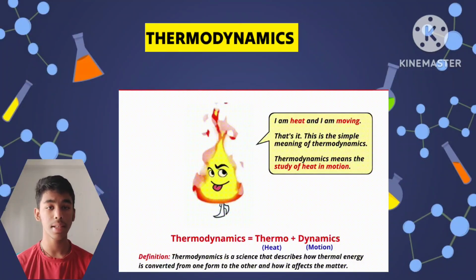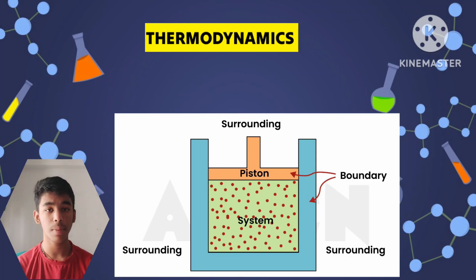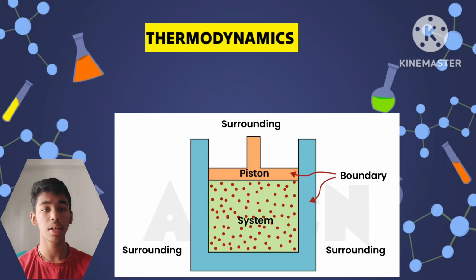Before we start this lesson, there are some basic terms that we all need to know. The first term is a system. A system is an object in which heat transfer will take place. As a system, we mostly consider a vessel in which a piston is put on top of it. So that is a system. The next one is a boundary. A boundary is something that separates the system from the surroundings.